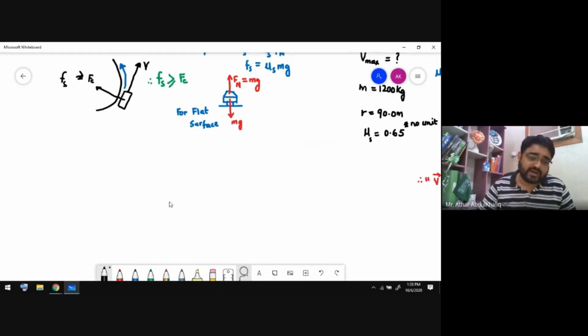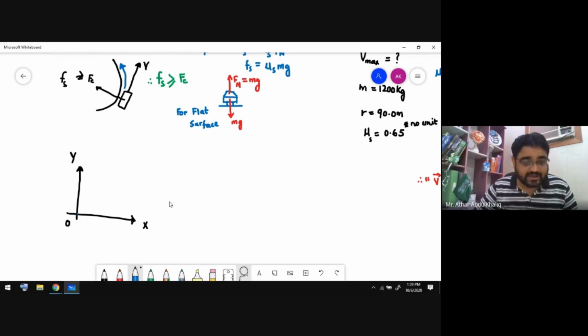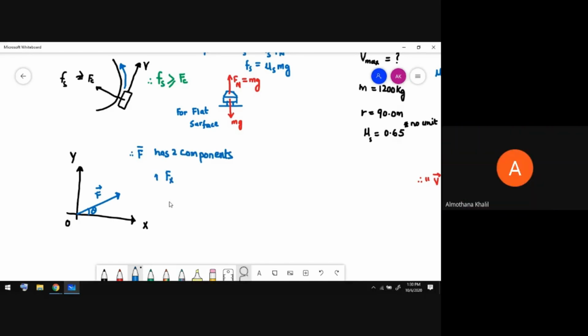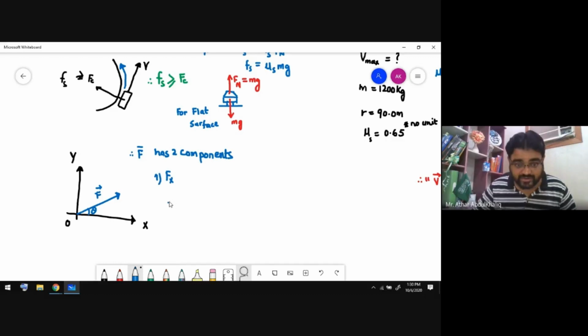If I ask you, this is the y-axis and x-axis, this is a vector F which is making angle theta with the x-axis. F has two components. Can you tell me what those components are? Fx and the second one Fy. Very good. When I use the word component, a component can be the projection of F.